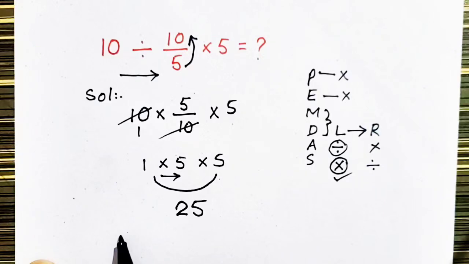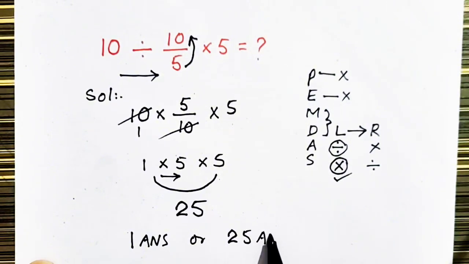In the first case, we got 1 as the answer. But in the second case, we got 25 as the answer. So which one is correct? 25 is correct because we have solved this question according to the PEMDAS rule, which is the order of operations. So 1 is wrong and 25 is the correct answer for this question.